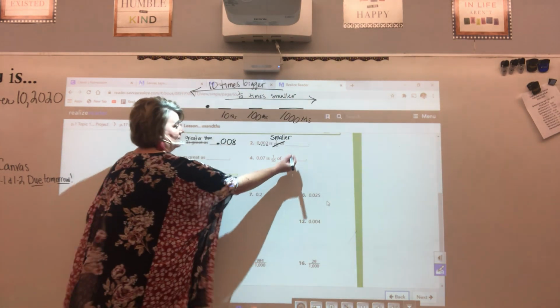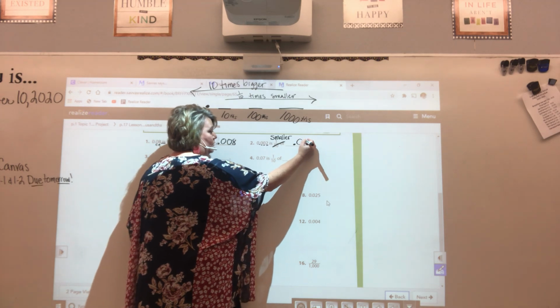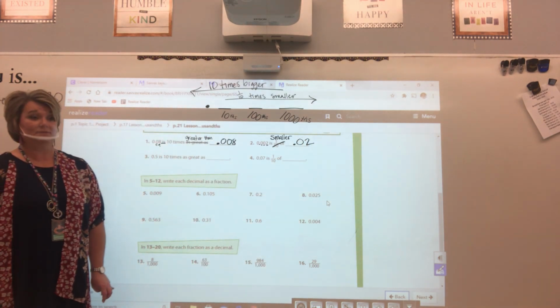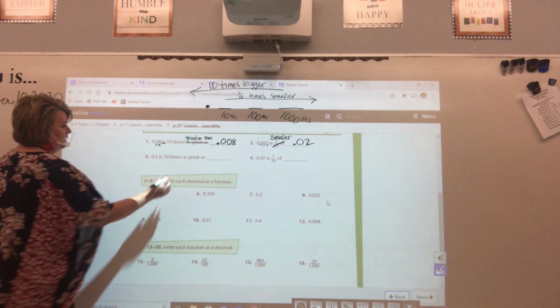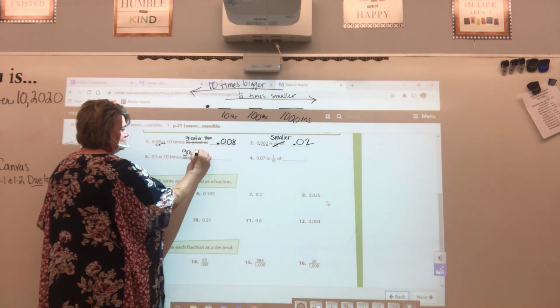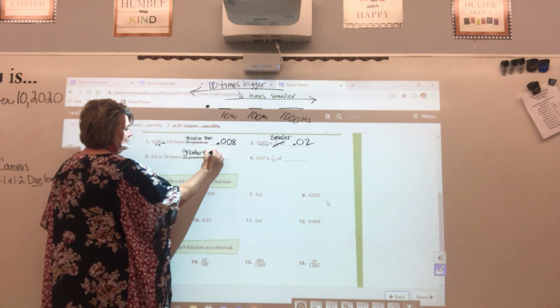So watch what I'm going to do. I'm going to say 0.02. That needed to become where Kiara was. Okay, are you tracking? Here we go again. 10 times greater than. I think that'll be easier.